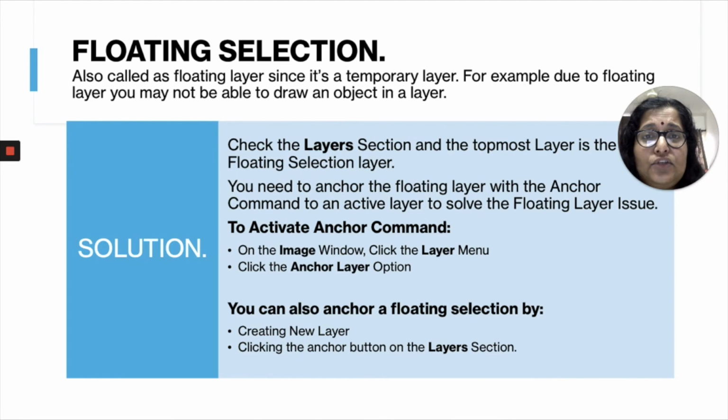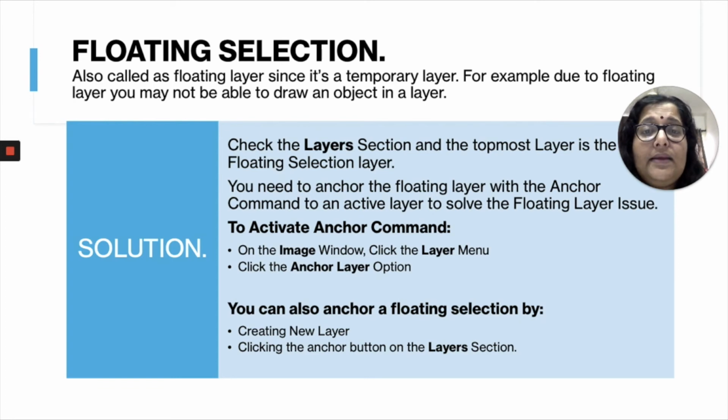Check the layers section, and the topmost layer is the floating selection layer. You need to anchor the floating layer to an active layer with the anchor command to solve the floating layer issue. If you have different layers open on the right side, as you have seen in your textbook, then the topmost layer will be the floating layer if one is already formed. Then you have to use the anchor command on the floating layer to solve this problem.